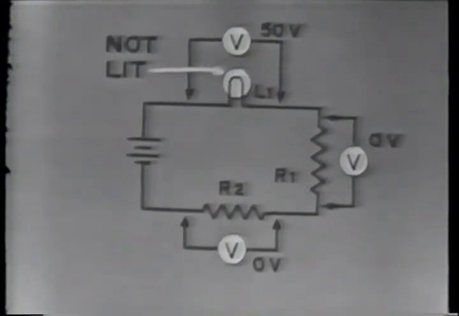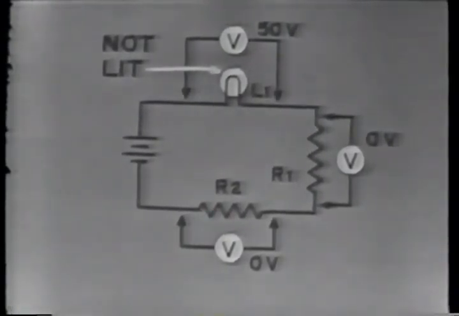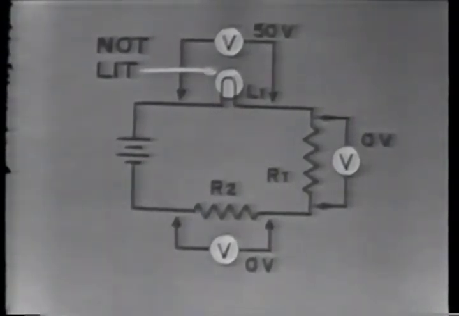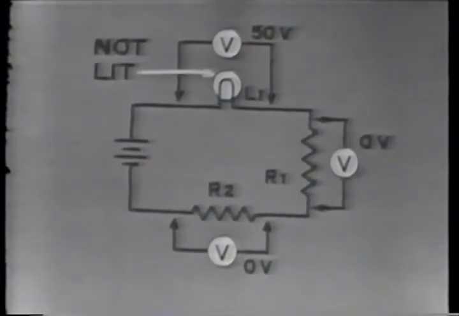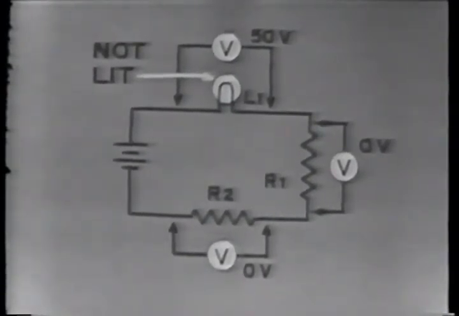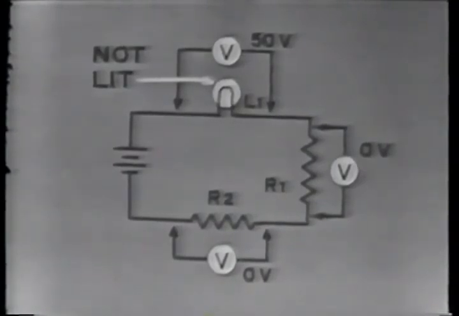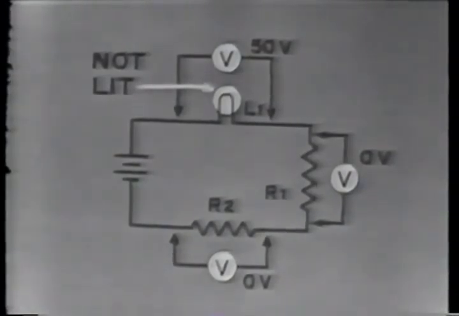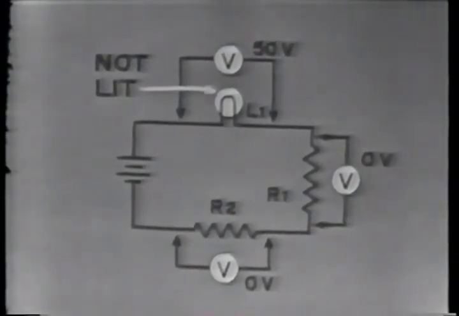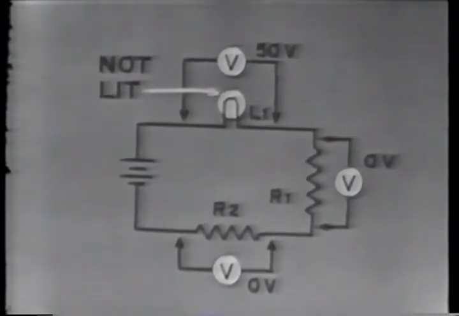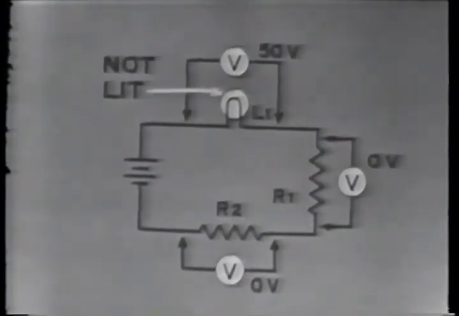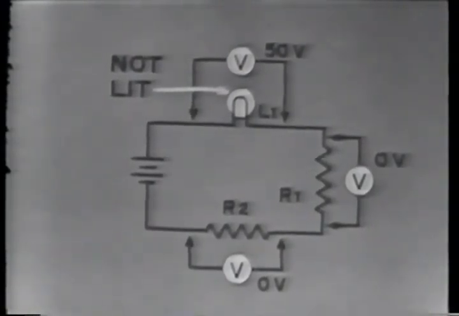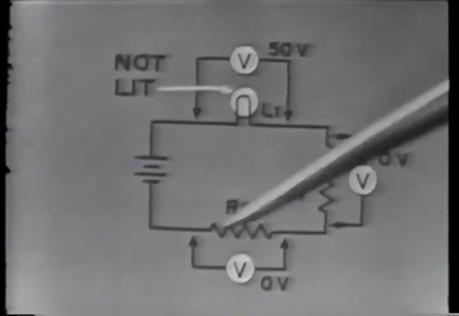Look at this problem circuit for a moment. Here's a circuit that has a lamp with 50 volts across it, but the lamp is not lit. R1 and R2 are connected in series with the lamp, and neither resistor has any voltage across it. What trouble or troubles are in this circuit?